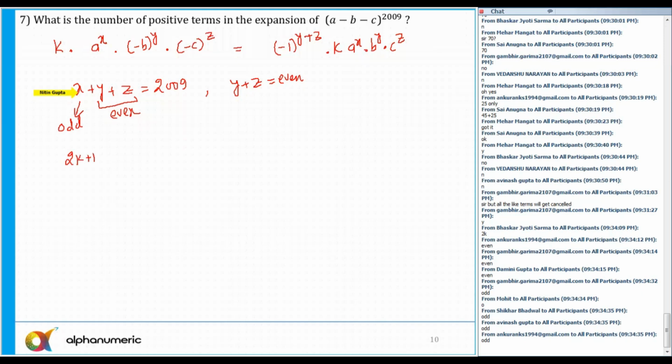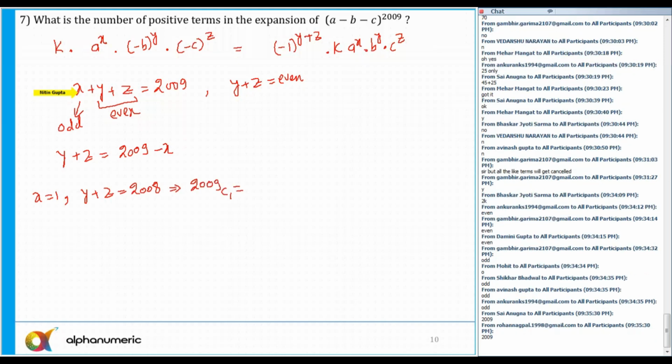So I'll take x equal to 2k plus 1. Or I can simply write y plus z equals 2009 minus x, and x must be an odd number. So if x is equal to 1, how many solutions are there? Then y plus z is equal to 2008. So how many solutions are there? Can I say the number of solutions will be 2009C1, which is equal to 2009?